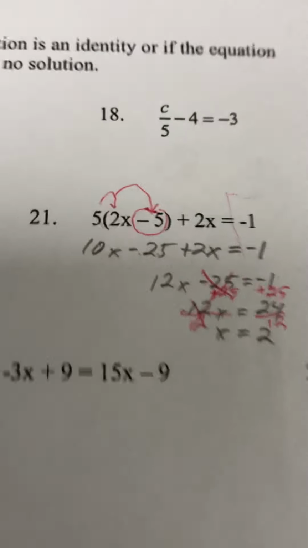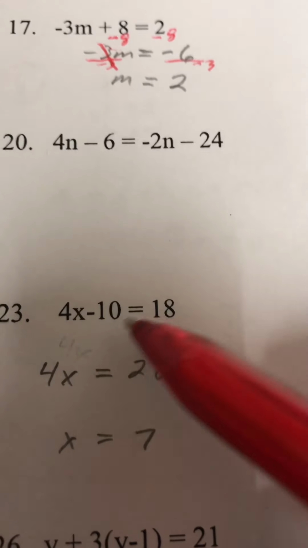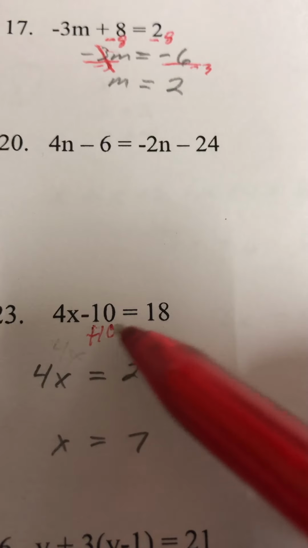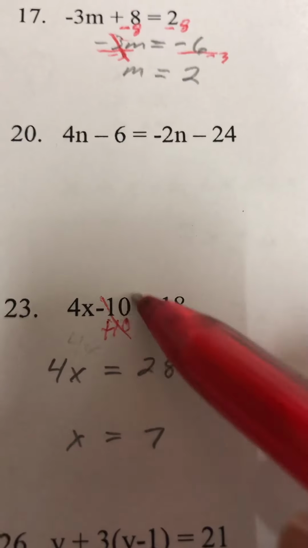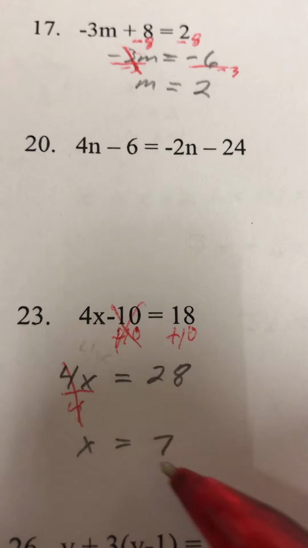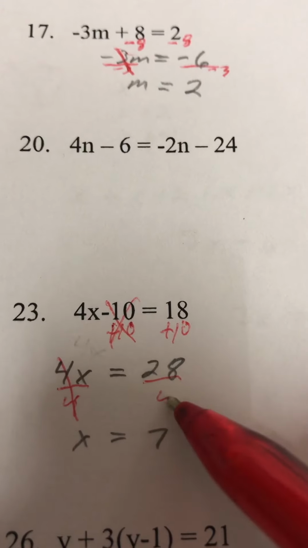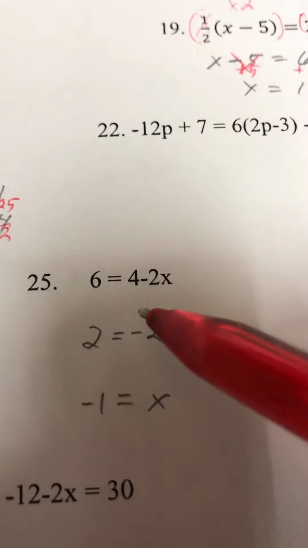Not much space there. Probably notebook paper would have been better for me. So right here, I'm adding 10 for this one. That gets rid of it on this side. And then I'm dividing by 4. That gets rid of it on this side. And I divide both sides by 4. 28 divided by 4 is 7. 25.